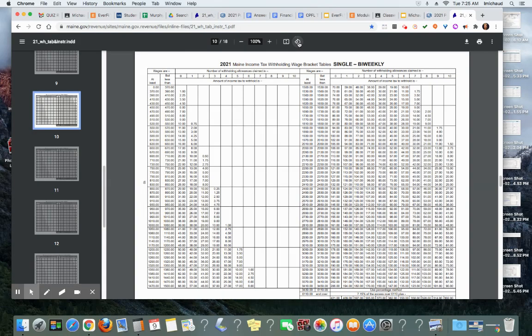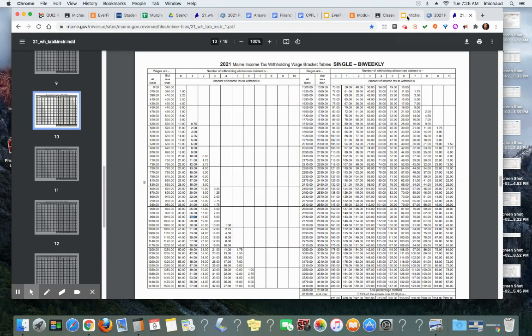There we go. So this person claims one withholding allowance. These are the people that you're financially responsible for. And we need to find the intersection of that and $1,000. So 1,000 is at least 990, but less than 1010, so it's right in there. One withholding allowance is 27. That's the intersection. So it's $27.